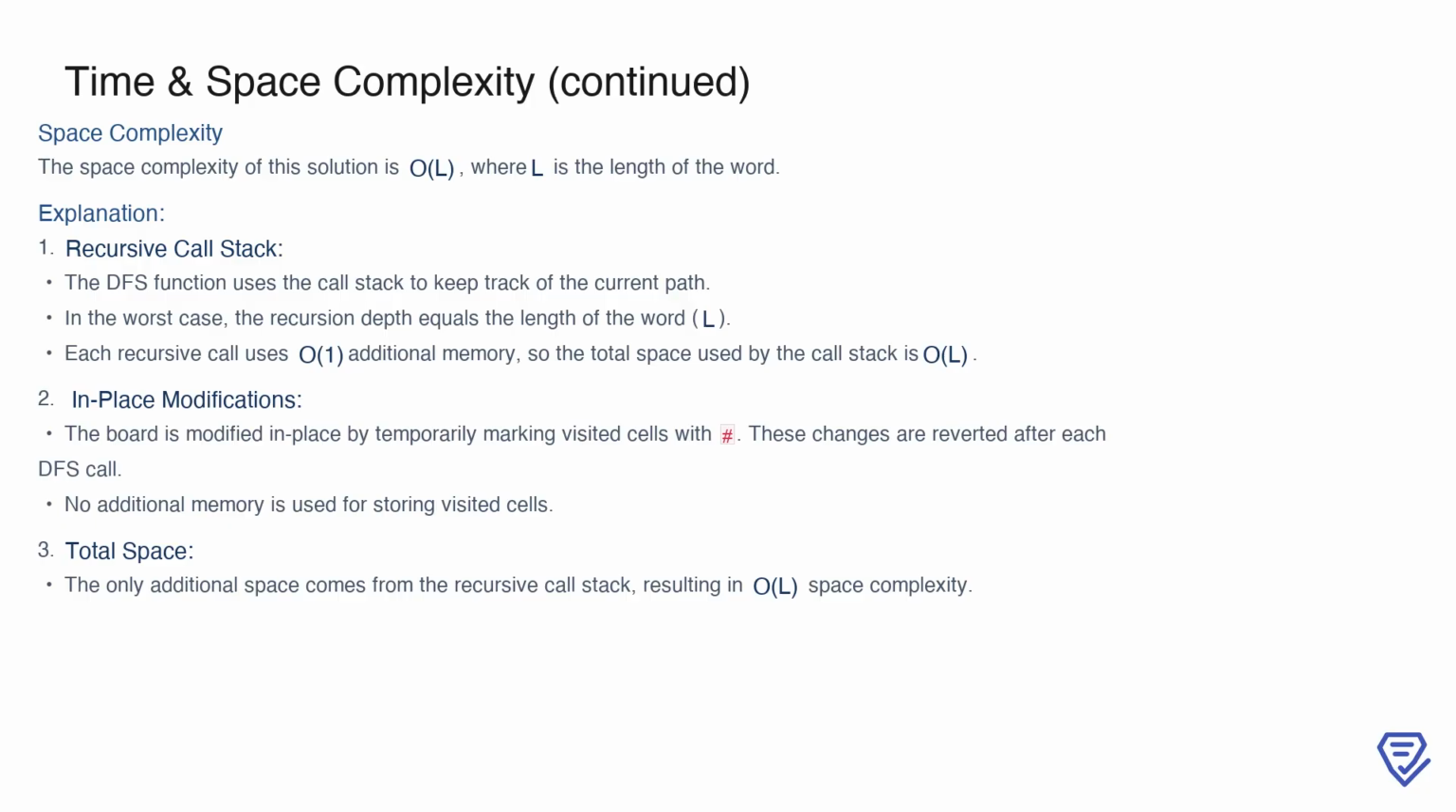Additionally, the board is modified in place during the search by temporarily marking visited cells with a placeholder like a hashtag. These modifications are reverted after each DFS call, ensuring that no extra memory is used to store visited cells. Hence, the board itself does not add to the space complexity. When we account for both the recursive stack and the in-place modifications, the total space complexity remains O(L).